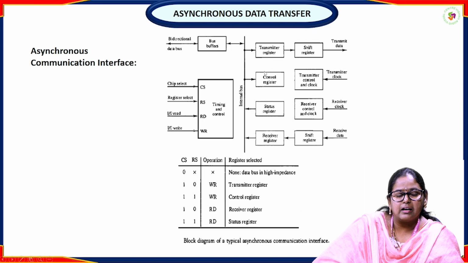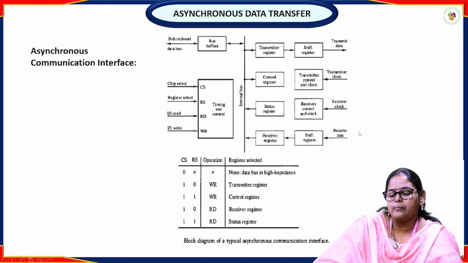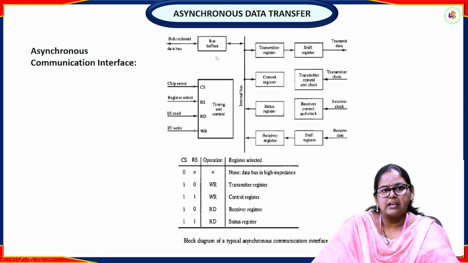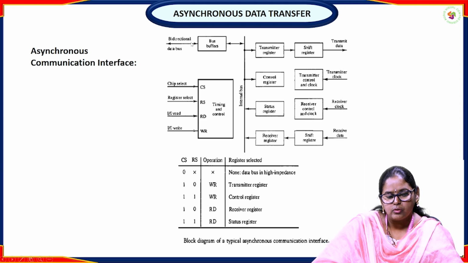Actually, this particular asynchronous communication interface is connected to the CPU through the bidirectional data bus. Here, it will be connected to the CPU, and from here it will be connected to the I/O devices. For transmitting the data, it may be connected to the monitor or the printer. For receiving the data, it may be connected to the keyboard or the mouse. And here let me explain what each and every register can hold.